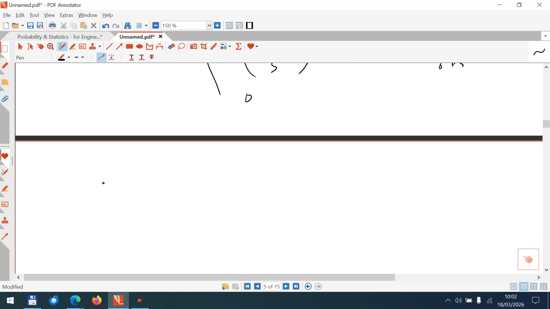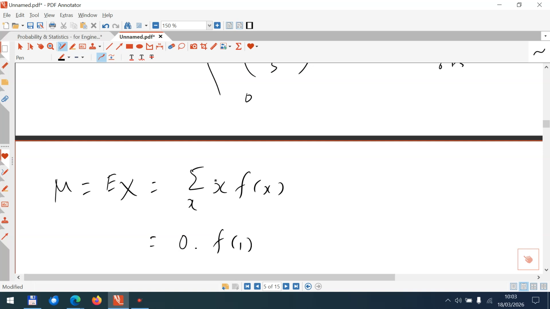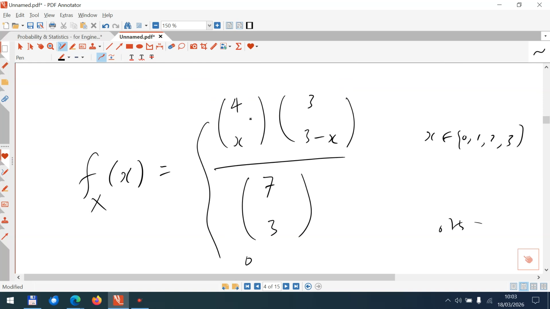So now all you need to do is to find the mean, which is the expected value of X, the expected number of good components. So the formula goes like this, over all possible values. In this case, the possible values are 0 times f of 0, 1 times f of 1, 2 times f of 2, and 3 times f of 3. And this computation you can do yourself. You have this formula, you just plug in x equal to 0, x equal to 1, x equal to 2, x equal to 3, and then you get the answer.